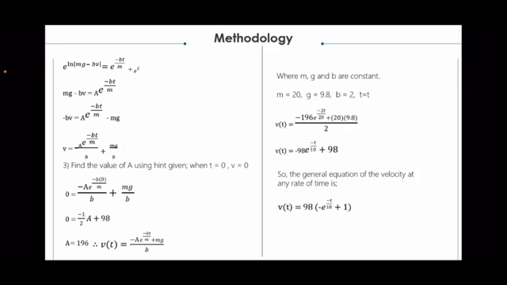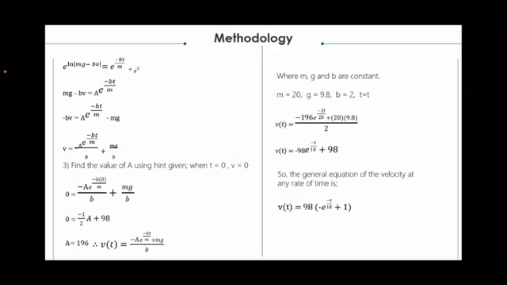Then we get mg minus bv equals A to the power of exponent negative bt over m. The equation is rearranged to make v the subject. This new equation is used to find the velocity at any point in time.